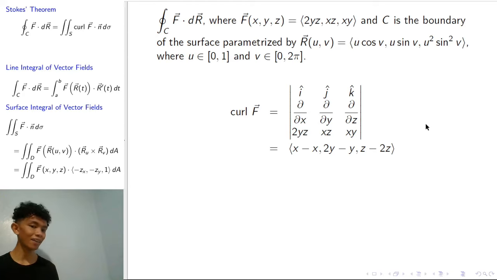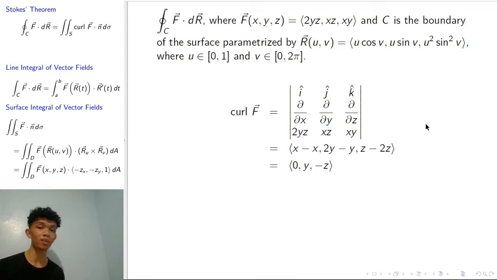Simplifying, you get your curl to be given by the vector 0, y, negative z. As for your normal vector, we first differentiate your parameterization r with respect to u and with respect to v. With respect to u, the partial derivative gives cosine v, then sine v, and then 2u sine squared v.